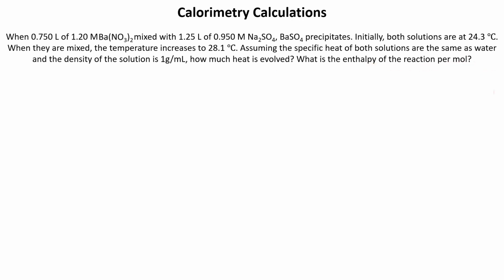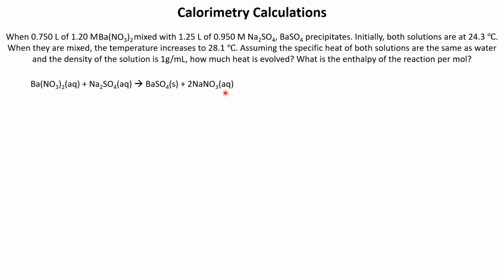So we've got two questions to answer here. Let's first figure out how much heat was evolved from this reaction. Whenever we have a chemical reaction, the first thing we want is a balanced chemical equation. So we have barium nitrate reacting with sodium sulfate. This is a double replacement reaction. We form barium sulfate as a precipitate and sodium nitrate.